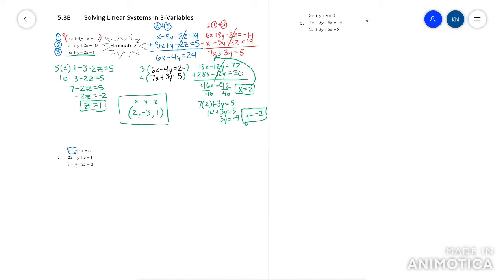So, for example, to eliminate y the first time, I would number the equations, 1, 2, 3. If I do equation 1 plus equation 2, it would look like this.